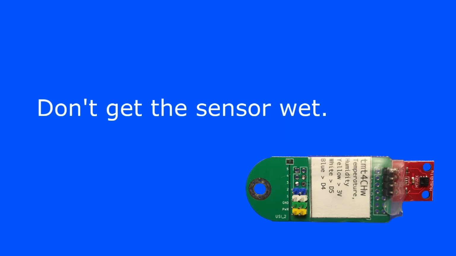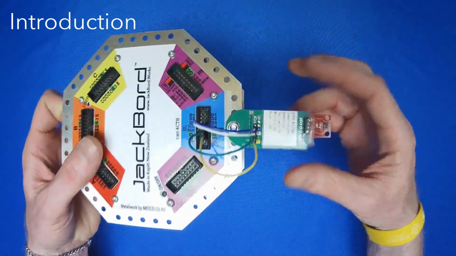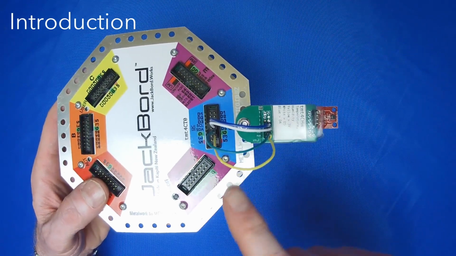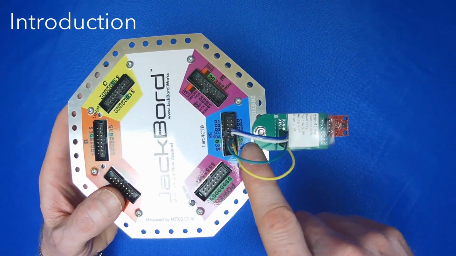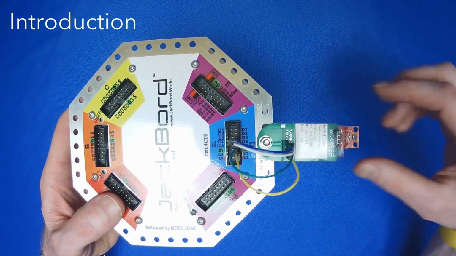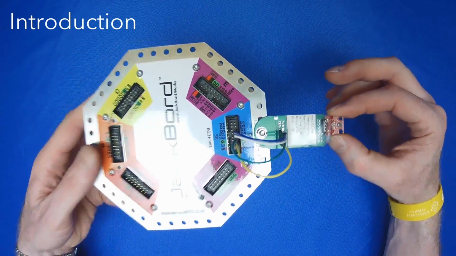If you do get it wet, you need to dry it out quickly. You won't get very good readings and you may damage the sensor. So be careful not to get the sensor wet. Now the temperature and relative humidity sensor is this guy right here, and he connects onto the JackBord via an I2C port, which on the JackBord is near port D at the bottom, and we'll learn about that later on. But basically this little red unit here, this is what measures the temperature and humidity.